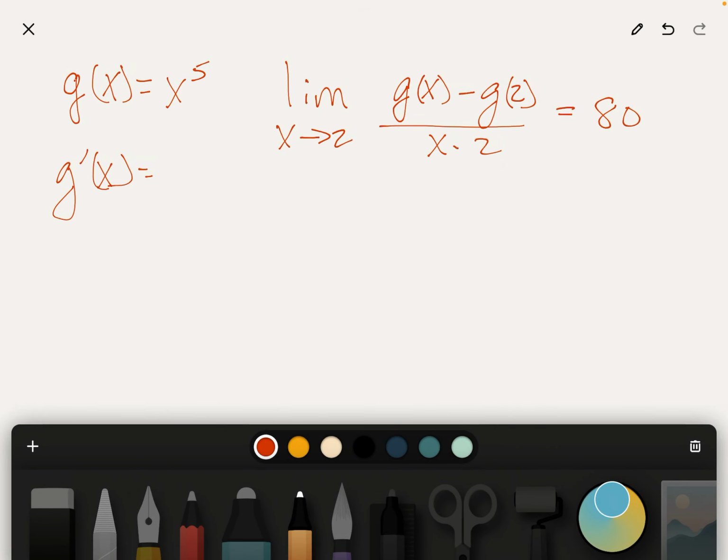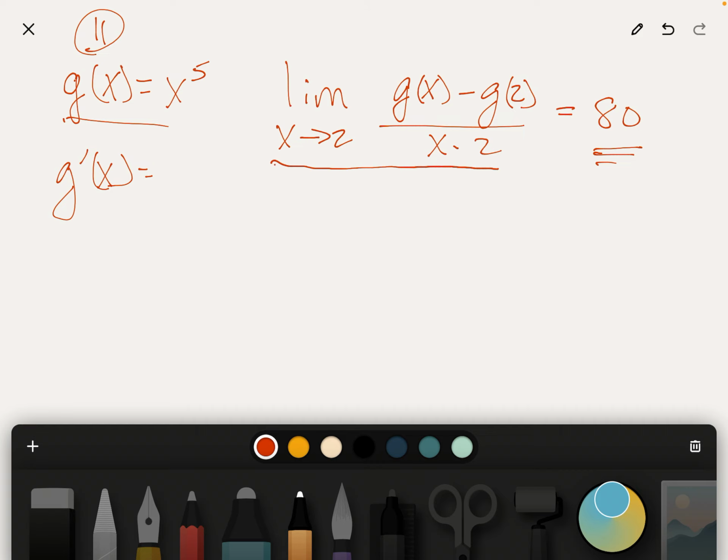Okay, this is problem 11 from the true-false. And they give you g of x, which is x to the fifth. And if this is g of x, then they're saying, is this statement true, that the limit as it's given here equals 80?